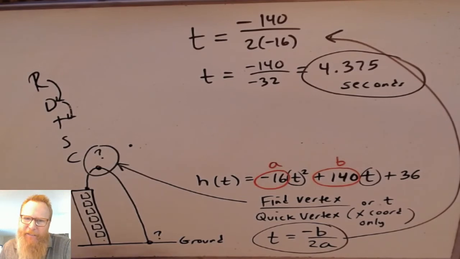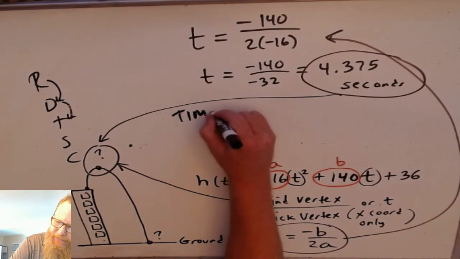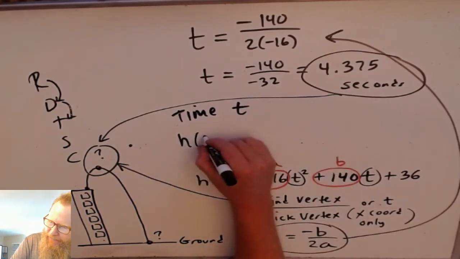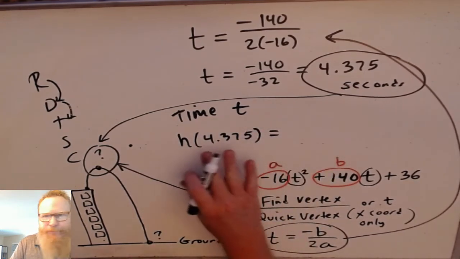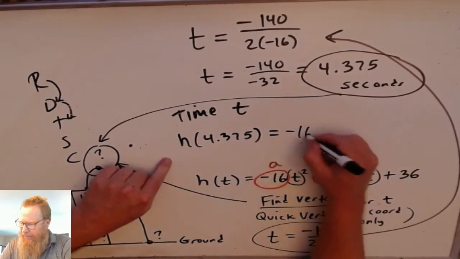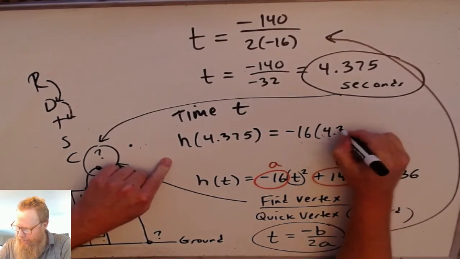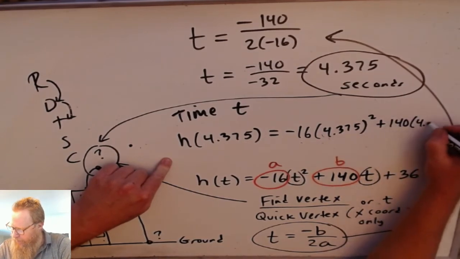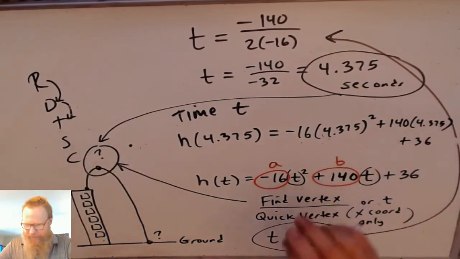Now, that is not the maximum height. That is the time that it takes. So now you have to plug in 4.375. I would not round it yet. Don't round it yet. Plug it in to find the height. So you're going to get negative 16 times 4.375 squared plus 140 times 4.375 plus 36.